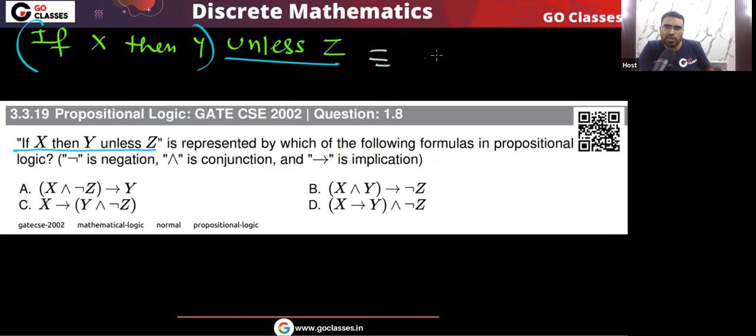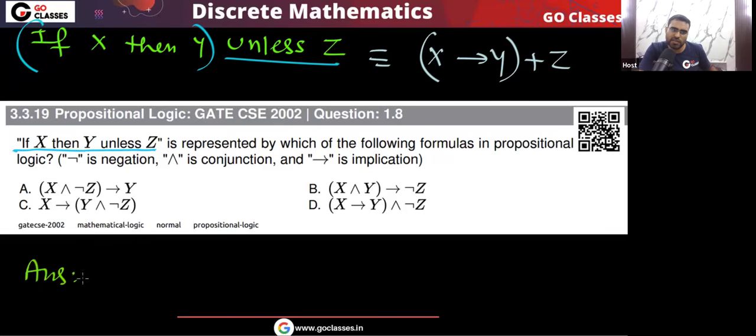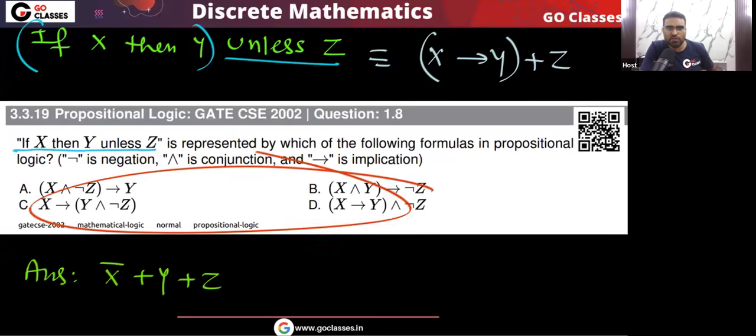So finally, what you will get? You will get X implies Y, and unless is the same as or. So that will be or Z. So this is our answer. Remember, the correct answer is basically X bar or Y or Z. Is there any option which is matching? Just check which option is X bar or Y or Z.